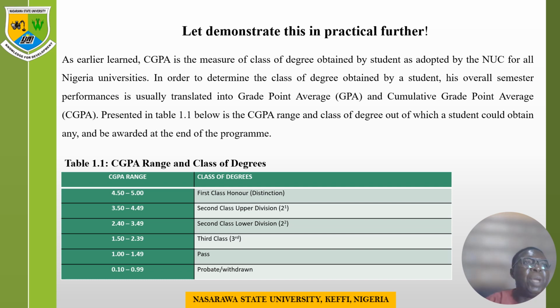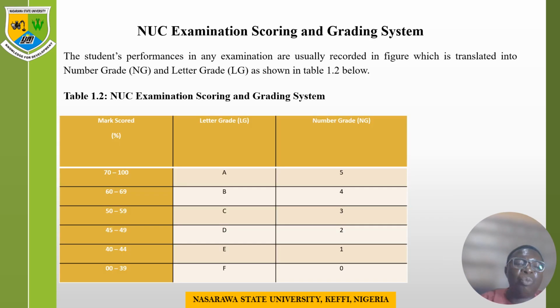So those on probation are those that have an opportunity. This is their first time of not having a class of degree, because they don't have up to 1.00 to 1.49 and above. Therefore, they are to be on probation. For those for whom this is maybe their second probation, at that point the university has to terminate their degree program by giving them a withdrawal. They are not going to have a class of degree after withdrawal.